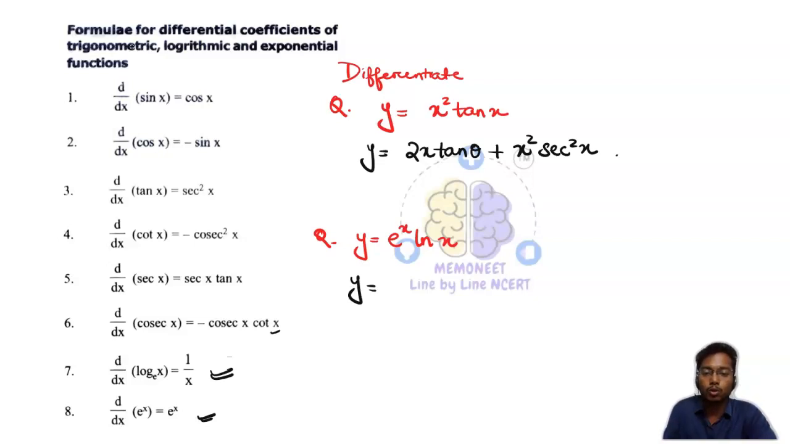y is equal to e to the power x ln x. First, e to the power x will be constant, let's say. So e to the power x ln x. For ln x, what will be the differentiation? That is 1 upon x, so e to the power x into 1 upon x, plus then ln x will be constant and e to the power x variable. The differentiation of e to the power x is e to the power x ln x. Okay, so this is the answer for this question.